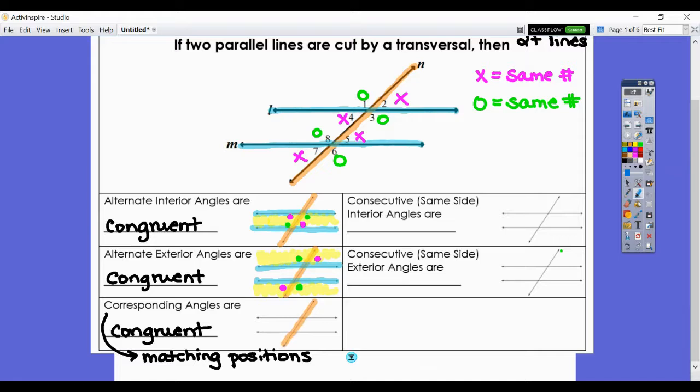We have our orange transversal and we have our blue parallel lines here. Okay, so we're going to take this top left angle, for example. It's on the left side of the transversal and it's on top of my first parallel line of L. I'm going to go ahead and copy that same position to the intersection of the transversal and parallel line M below. That's going to be corresponding angles because they're in the same matching position.